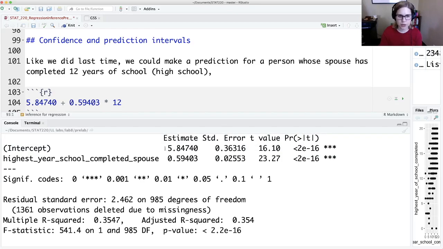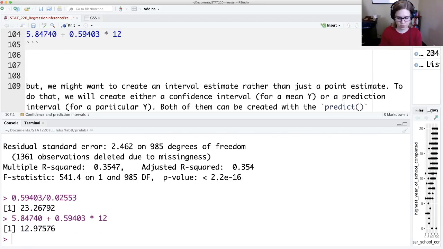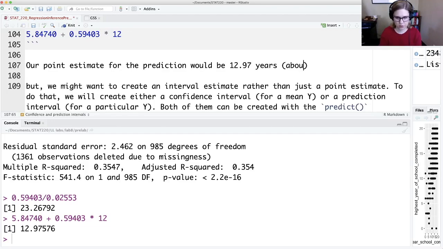So if we wanted to, we could make a prediction for a person whose spouse has completed 12 years of high school. So I have my intercept 5.85-ish plus 0.59 times the highest year of school completed of the spouse. And I could just plug this in and control enter. Okay, our point estimate for the prediction would be 12.97 years, so about 1 year of college.